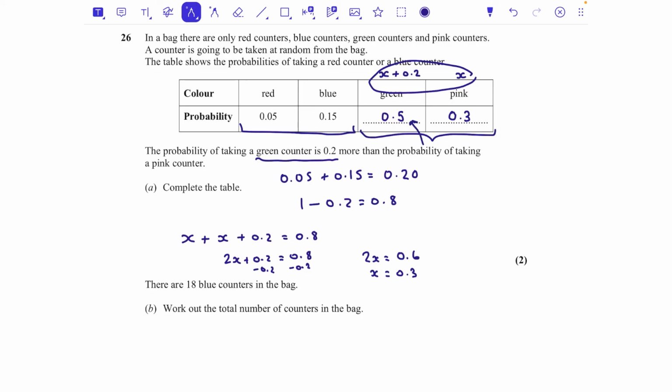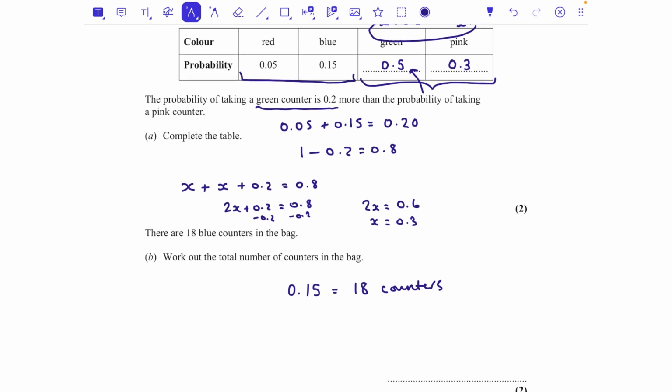There are 18 blue counters in the bag. Work out the total number of counters in the bag. Well, blue is 0.15. So 0.15 equals 18 counters. And I want to get to one whole here. So what would be a good amount to get to? Well, I think it'd be easiest to work out 0.05, because I can get to that really easily, and I know that 100 is in the 5 times table, so that makes sense. If I can get 0.05, I can then multiply that up to get one whole or 100%. So I'm going to get that by dividing by 3. So if 0.15 is worth 18 counters, then 0.05 is 3 times less, so that's going to be worth 6 counters.